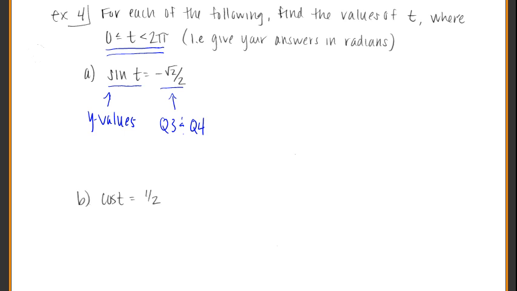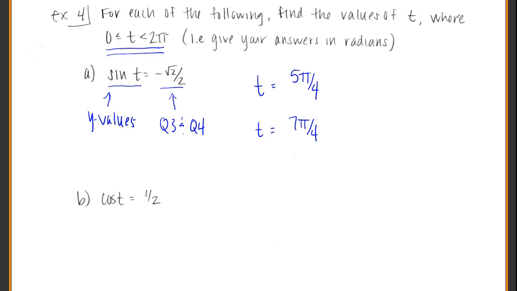So in quadrant 3 and 4, the only time it's ever going to be the square root of 2 over 2 is at pi over 4s. So the angle in quadrant 3 that's a pi over 4 is going to be 5 pi over 4. And then in quadrant 4 it's 7 pi over 4. And there you go. That's all they're looking for.